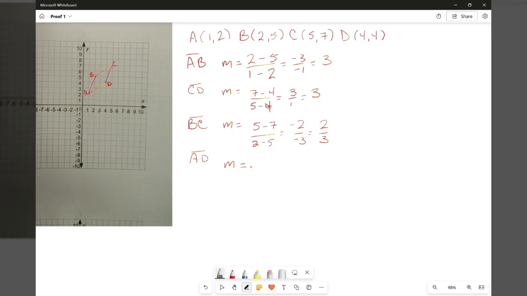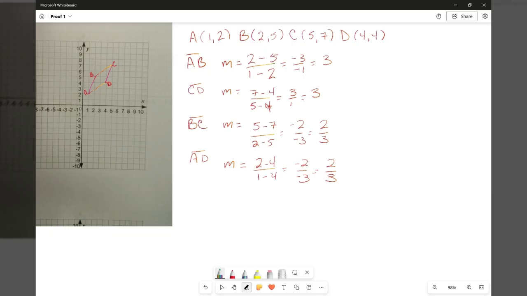So we do the slope again, and the y's are 2 minus 4 over the change in x is 1 minus 4. So that is -2 over -3, which ends up being +2 over 3. So we're definitely dealing with a parallelogram here. But now what I need to see is if it's a rhombus. So I need to see if the sides are equal.